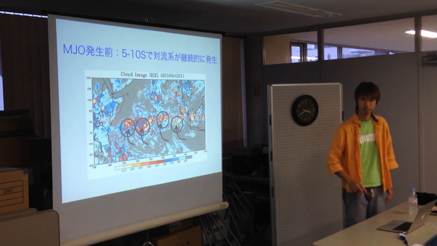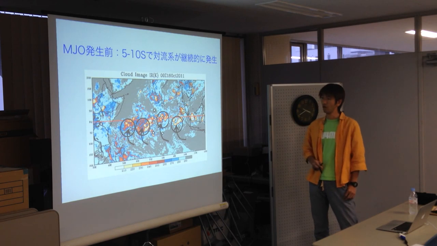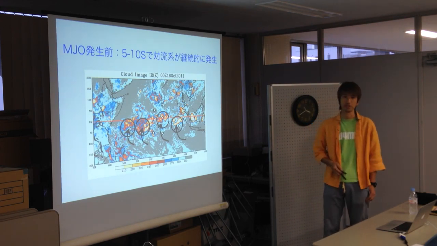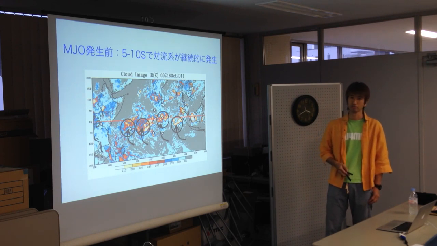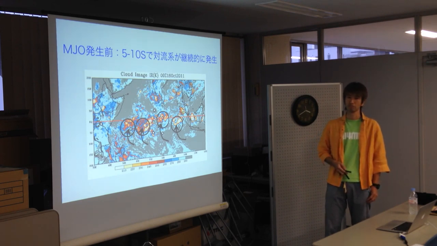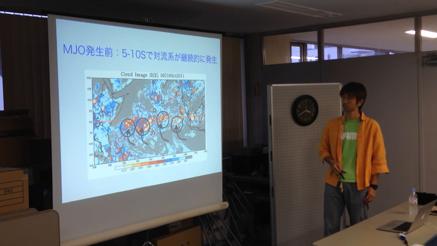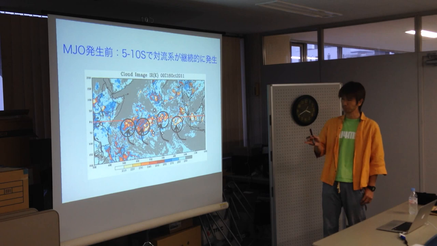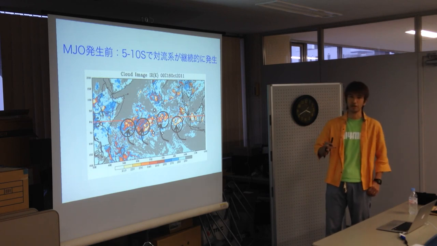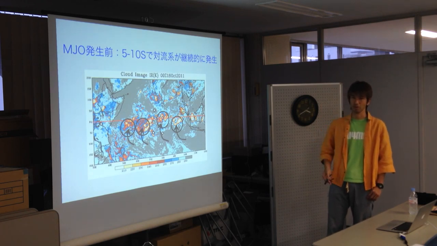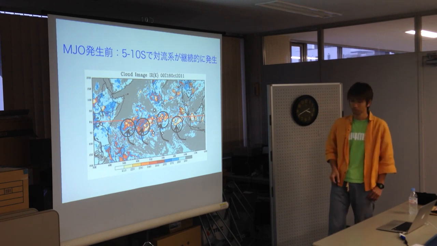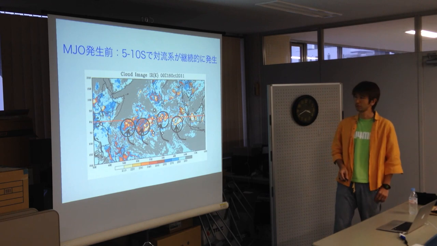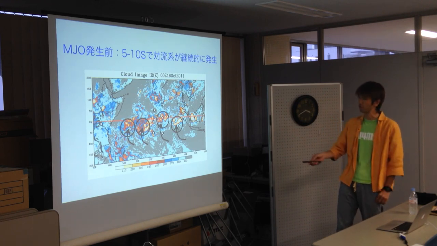So what's the meaning of those black arrows? This is a kind of motion of each convective system. So you mean that the convective system generated between 10 south and 15 south, is that right? Yeah, it seems like that, but I'm going to see later. So it's just an image, not exact. Yeah. Sure. I should remove these arrows.